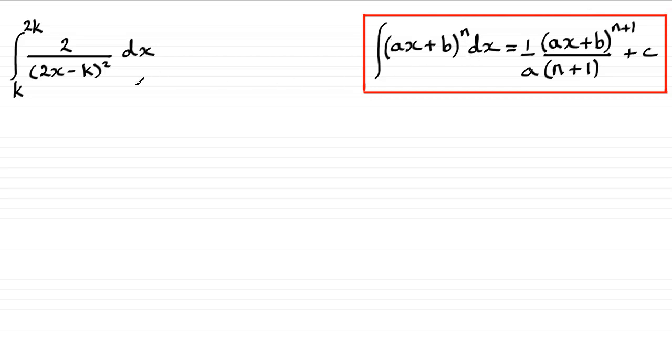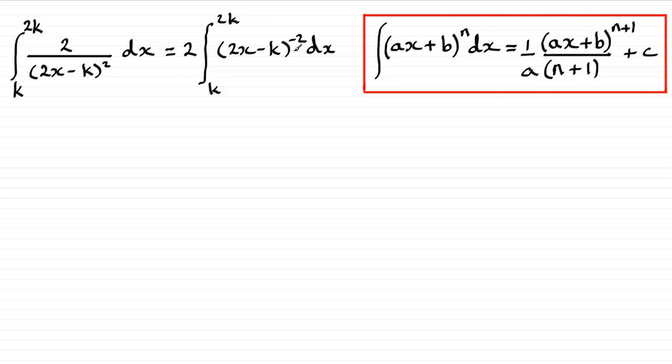And we can now turn this integral into this form, because if we just pull out the constant 2 in the numerator, we've got the integral then of 2x minus k all to the power minus 2, because we can bring that up to the top. We're integrating that then with respect to x, with the limits going from k to 2k.